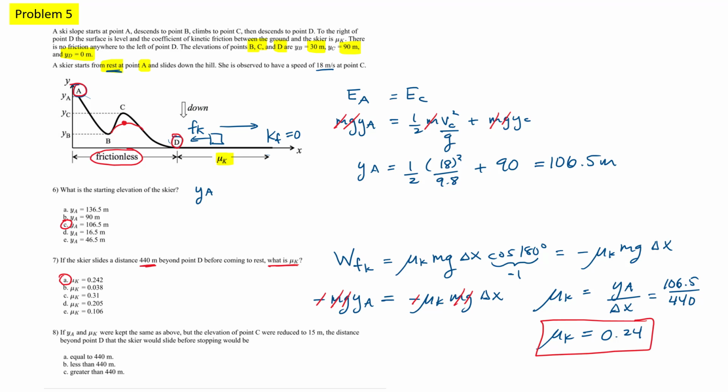So at the end, the distance that you're going to slide actually only depends on what the initial height was and what the coefficient of friction is. And that is simply not going to change. Therefore, the distance is actually still going to be equal to 440.